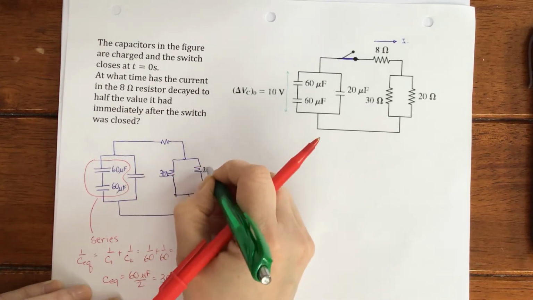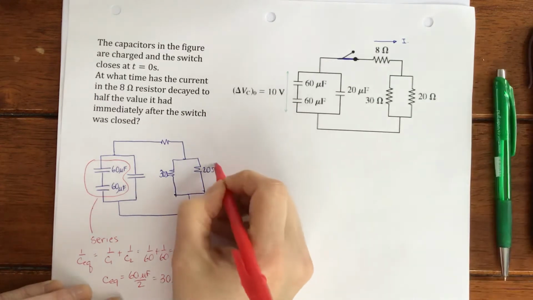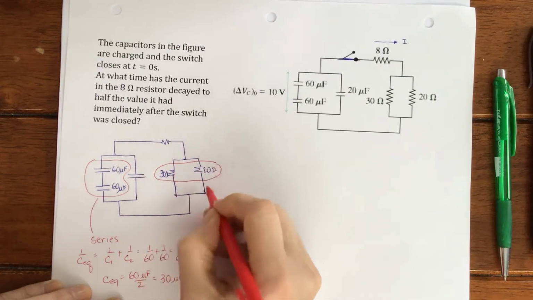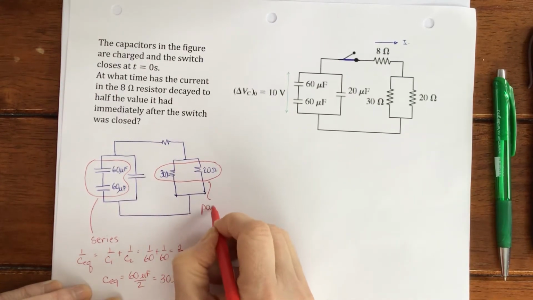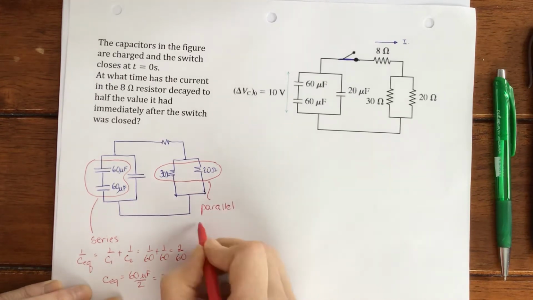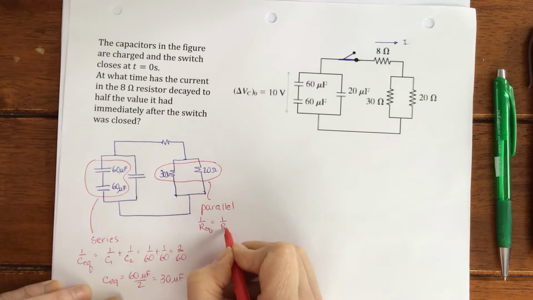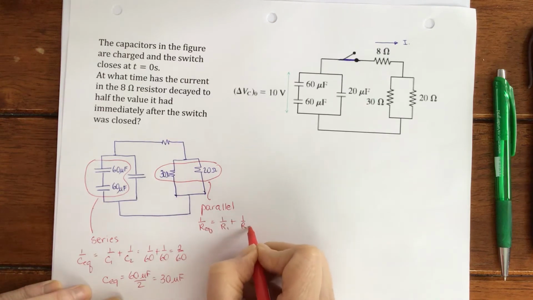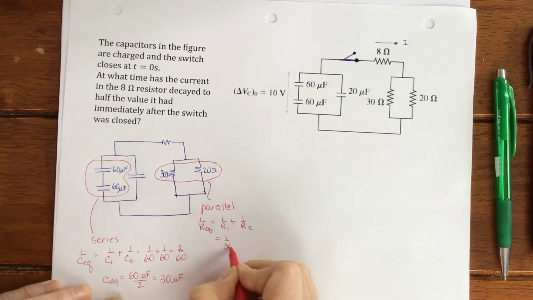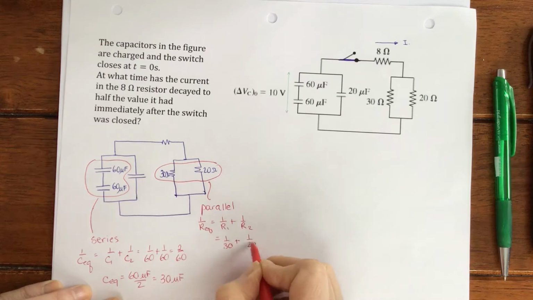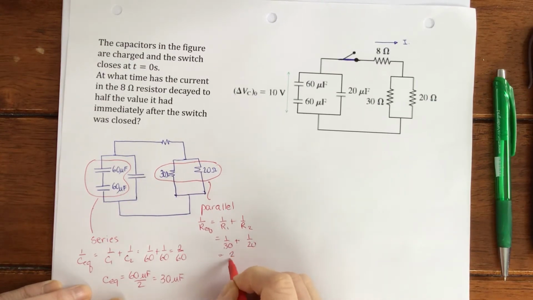These two guys are in parallel. We want to find the equivalent parallel resistance. So 1 over R equivalent is 1 over R1 plus 1 over R2 equals 1 over 30 plus 1 over 20. 1 over 30 can be written as 2 over 60. 1 over 20 is 3 over 60. So we get 5 over 60. So R equivalent then is 60 over 5, or 12 ohms.